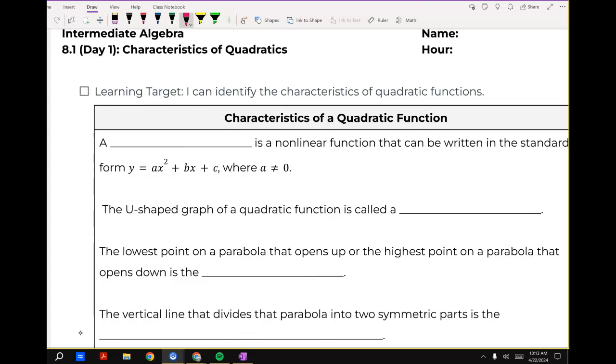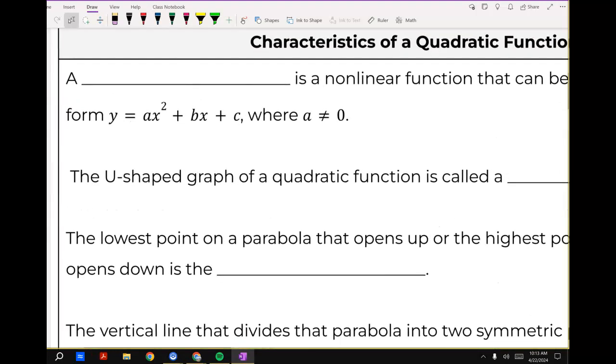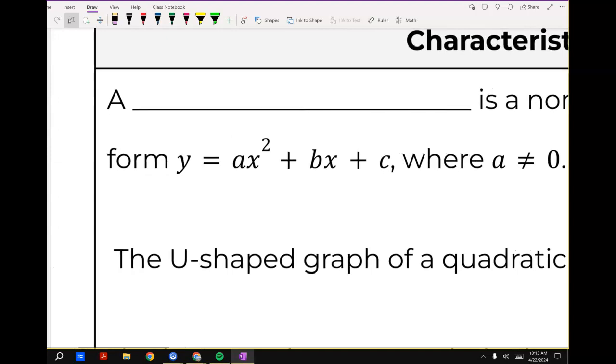We're just going to focus on 4 different characteristics of a quadratic function or a quadratic graph. We're going to start by doing some vocab, some fill in the blank. So a blank is a nonlinear function that can be written in the standard form y equals ax squared plus bx plus c, where a is not equal to 0. This is just a quadratic function. Quadratic was our fancy word for to the power of 2.